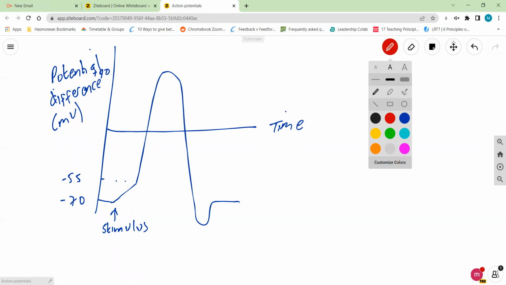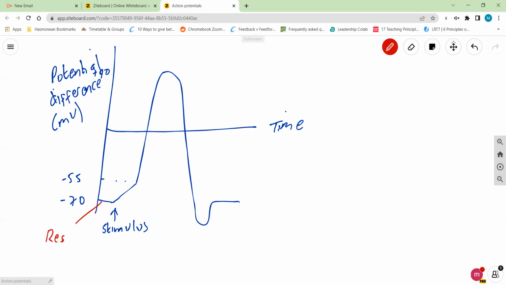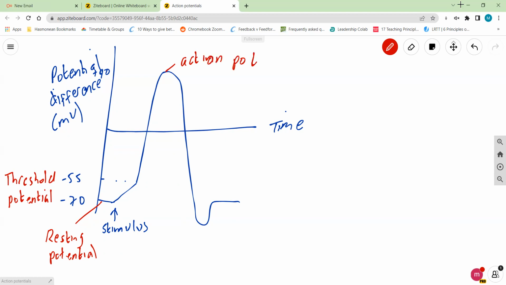So if we start with minus 70 here, minus 70 is called the resting potential. Go through and label the parts first. You then stimulate and it reaches minus 55, which is called the threshold potential. And we'll see that the potential difference must reach minus 55 if you are then going to go up and generate the action potential of plus 40. And this process of going from minus 55 to plus 40 is called depolarization.